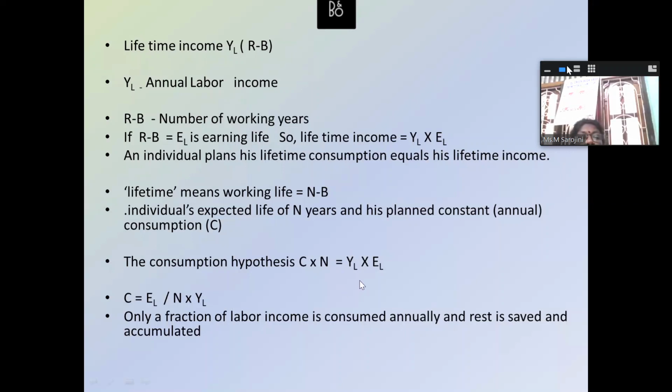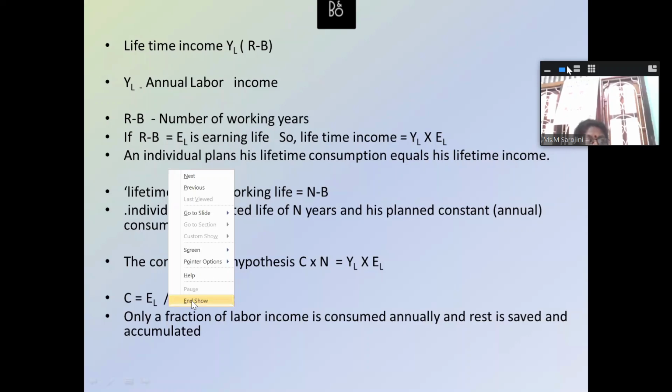Here YL is the annual labor income. This income is for the earning life, right? That is equal to EL. That means the consumption is equal until his death. That's explained here, until his death. Therefore, again, you can write C is equal to YL into EL divided by N, right? Or you can rearrange this equation, right? Consumption is equal to YL into EL divided by N. We can change this one, no?